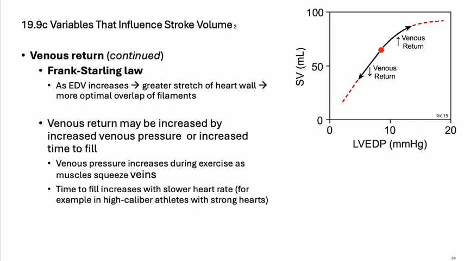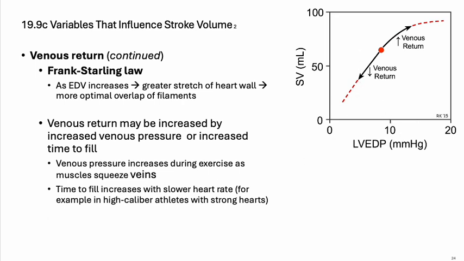The graph you see on this slide, this bottom axis is showing LVEDP. This stands for left ventricular end diastolic pressure. What you can see is, as you increase the pressure, what happens to the stroke volume? Well, as you increase pressure, stroke volume goes up. As you decrease pressure, stroke volume goes down.